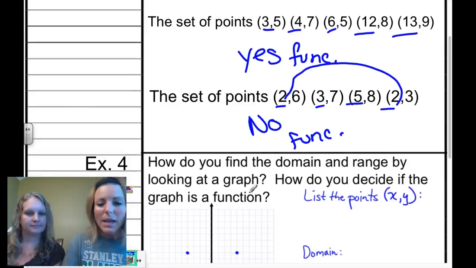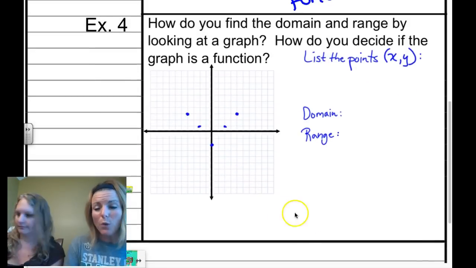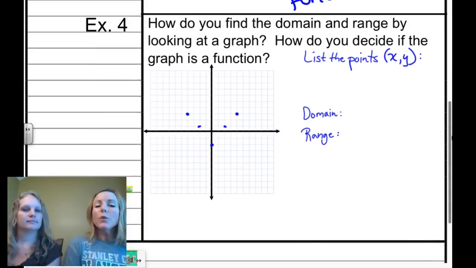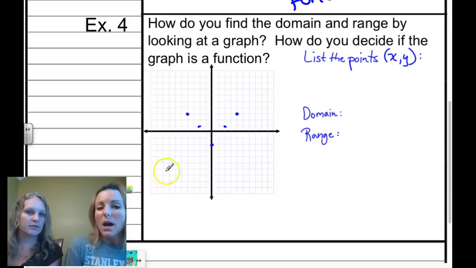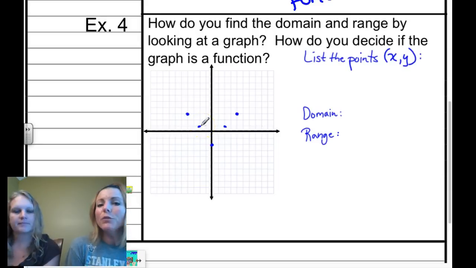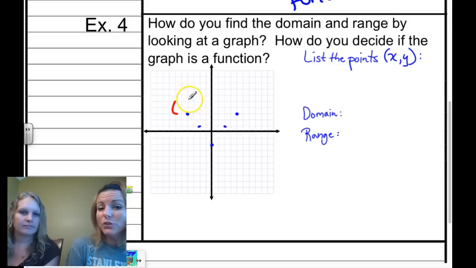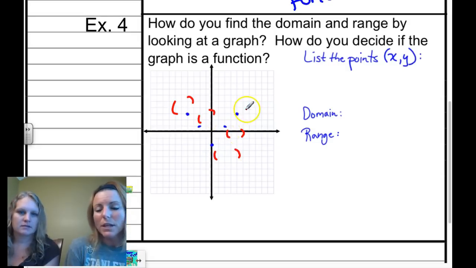All right. Example 4, we are going to do now with you. What if you have a graph, and they only give you the graph and points? How do you find the domain and the range? And then how do you decide if it's a function? The first thing we have to do is label all of our points. So that's what we're going to do first.